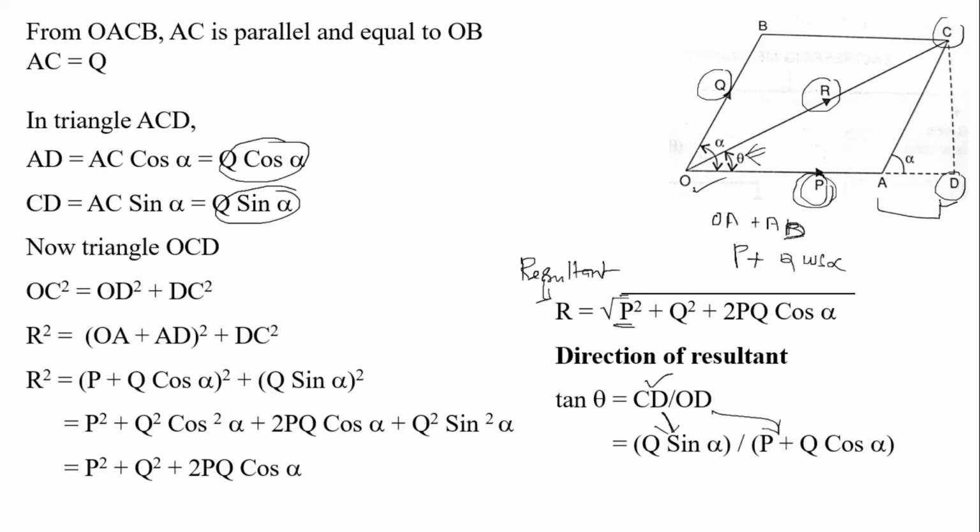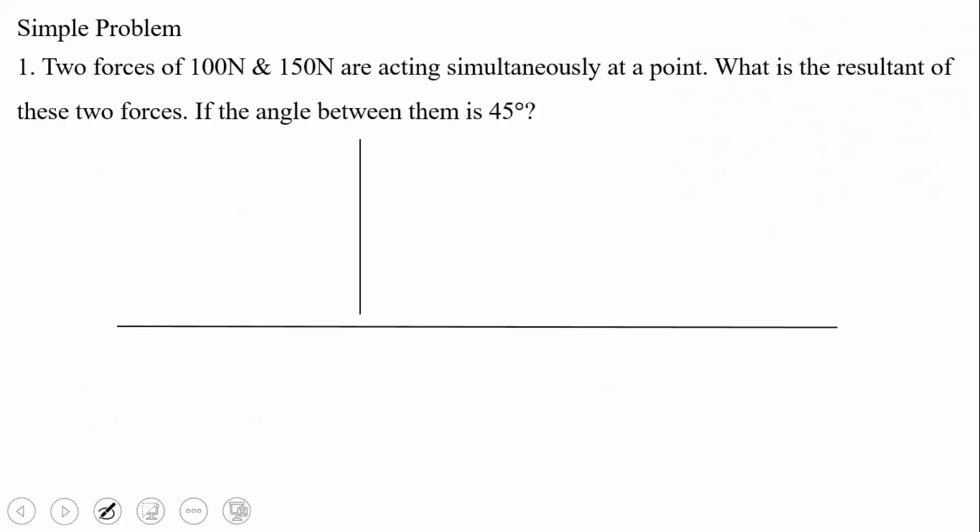So this is the formula for finding theta. So theta is equal to tan inverse of this ratio, right? And let us discuss a problem. It's a simple problem. Two forces of 100 Newton and 150 Newton are acting simultaneously at a point. What is the resultant of these two forces if the angle between them is 45?